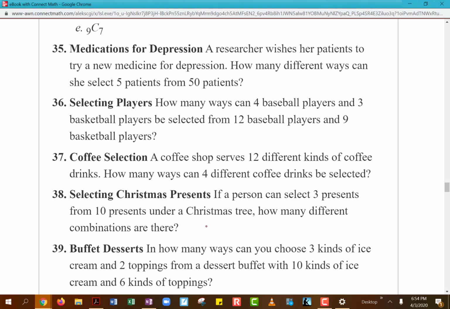So it just comes down to, do you think the order is important or not? If order is important, we do permutation. If order is not important, we do combination. So in this case, since they're not really mentioning anything about the order, we are actually going to make the assumption that order is not important.